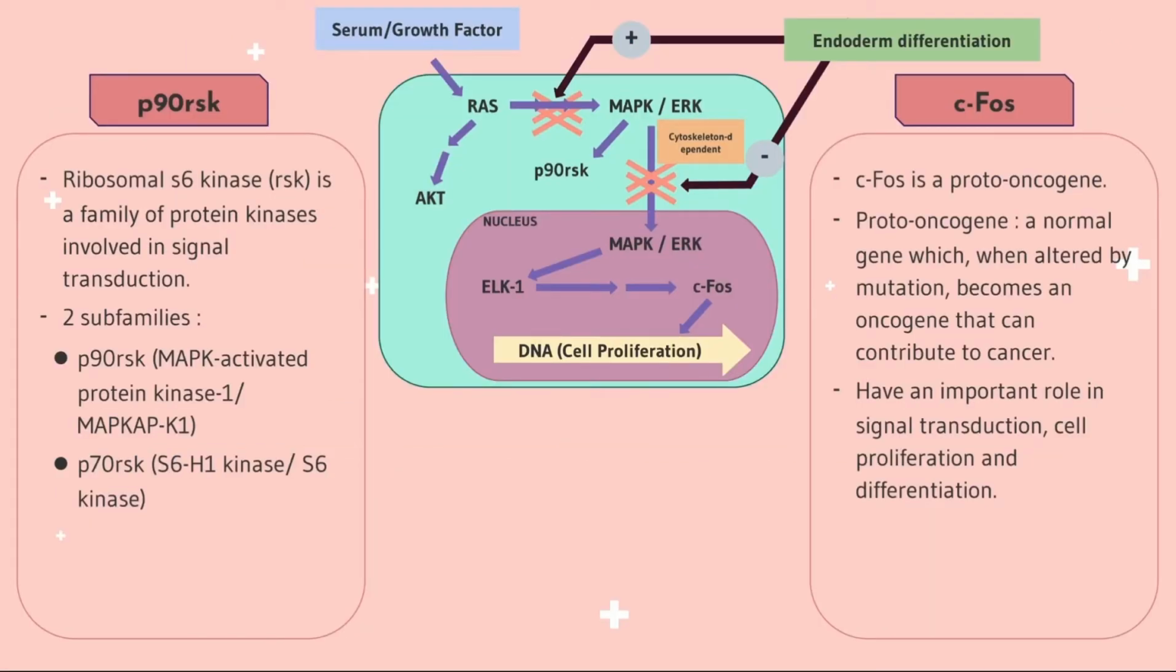What are P90RSK and CFOS? Ribosomal S6 kinase, also known as RSK, is a family of protein kinases involved in signal transduction. There are two subfamilies of RSK, which are P90RSK and P70RSK.